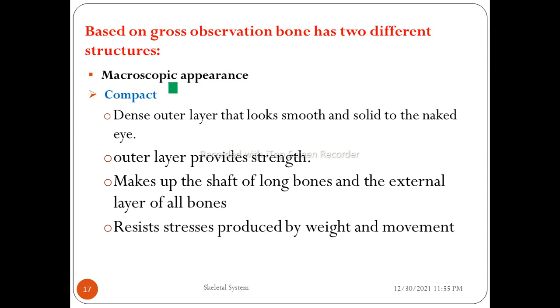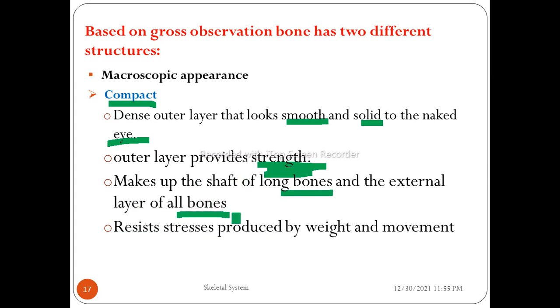And microscopically, when you look at the bone, the outer layer is compact bone. The dense outer layer that looks smooth and solid to the naked eye is called compact bone. It is the outer layer and provides strength, and makes up the shaft of long bones. All shafts of long bones are compact bone, and so are the external layers of all bones.